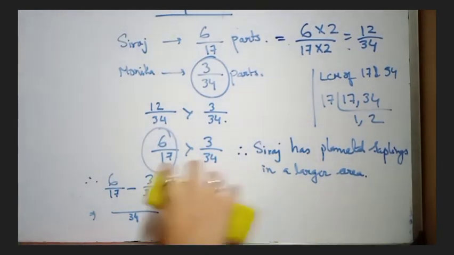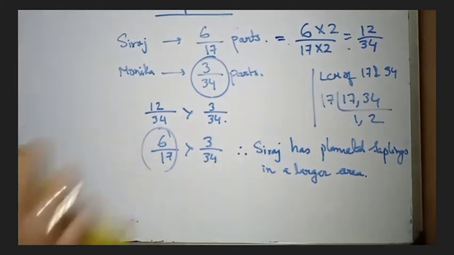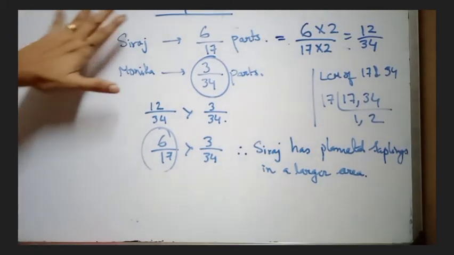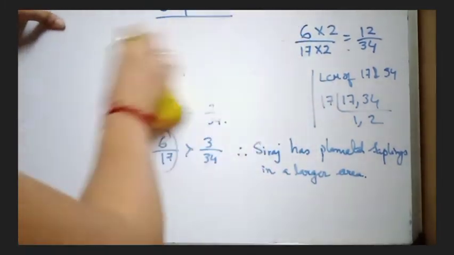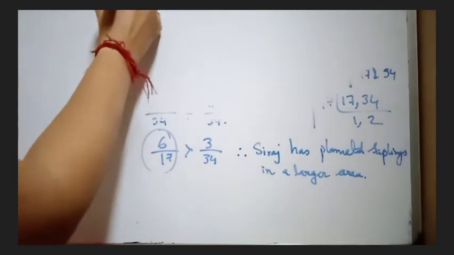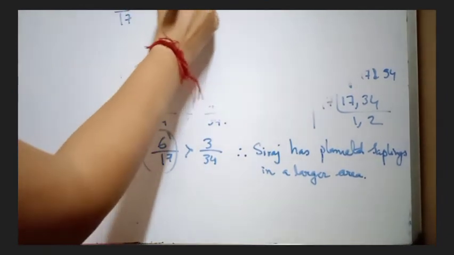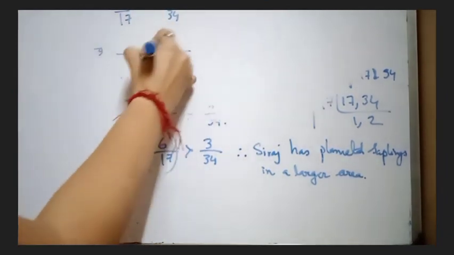We are going to erase this one, and we will write this portion here. Hope you understand this portion. So I am erasing this. Okay, so we get 6 by 17 minus 3 by 34 and the LCM is 34.